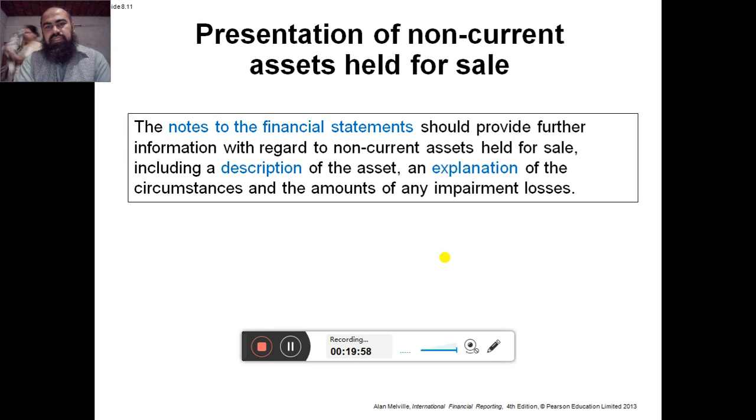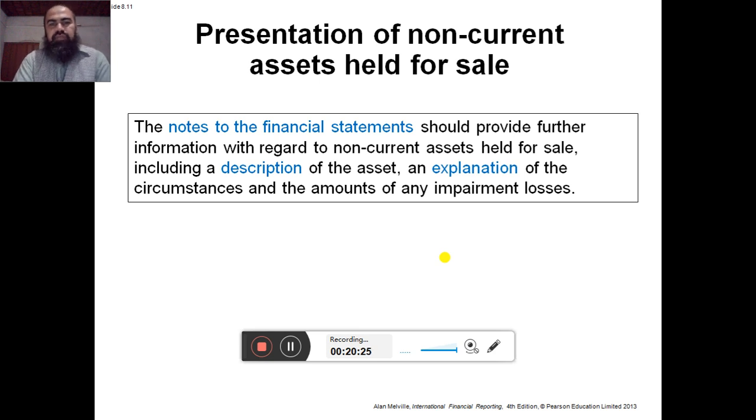The notes elaborate the different values written in the financial statements. Like in the balance sheet, a non-current assets value is written, and a specific note number is given to that asset, and its details and description are given in the notes to the accounts.